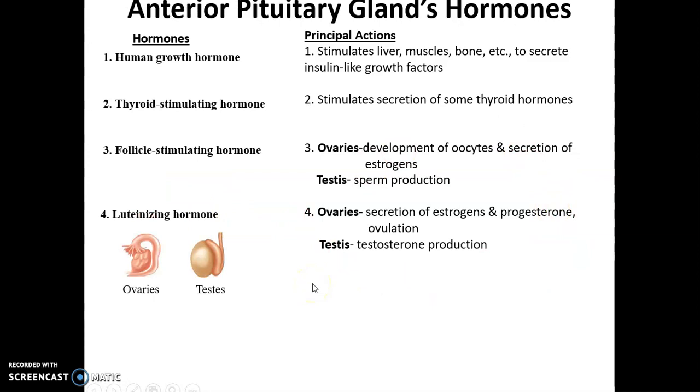Fourth is the luteinizing hormone. This hormone also affects the ovaries and testes. In the ovaries, it leads to the secretion of estrogen and progesterone, as well as ovulation, or release of the oocyte. And for the testes, luteinizing hormone causes the testes to produce the hormone testosterone.